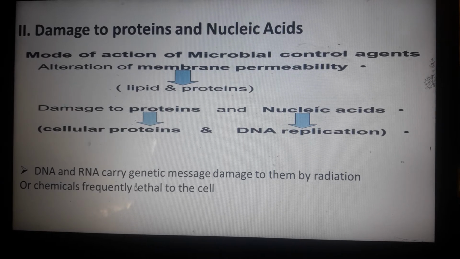So DNA and RNA carry genetic messages, and damage to them by radiation or chemicals is frequently lethal to the cells, because when there is damage to the RNA and DNA, one important thing that will happen to the bacteria is the inhibition of growth and even multiplication, and of course the bacteria will die.